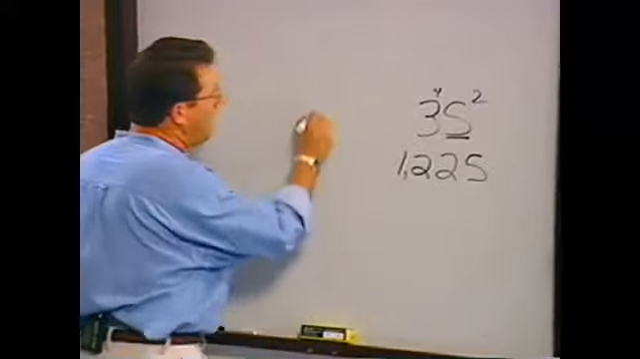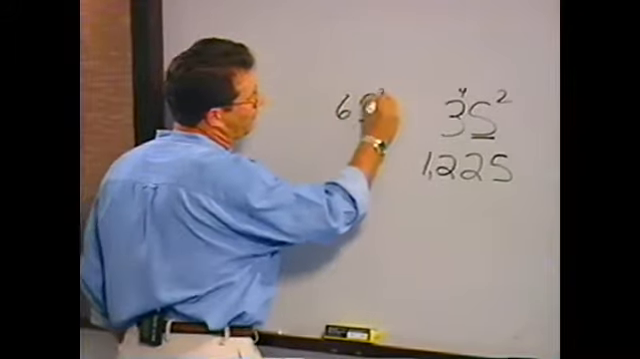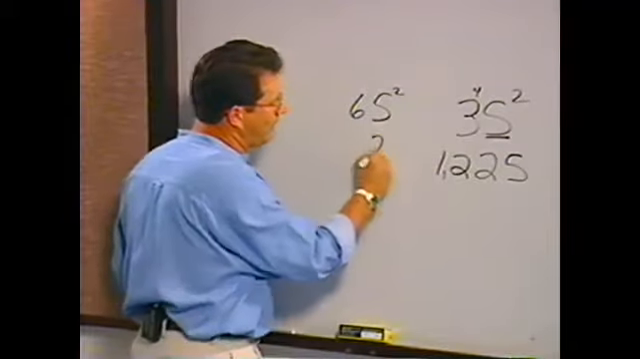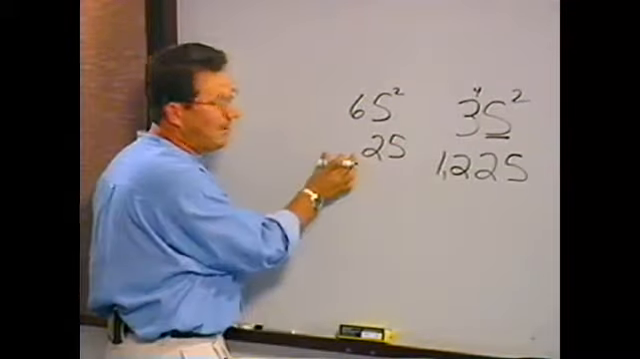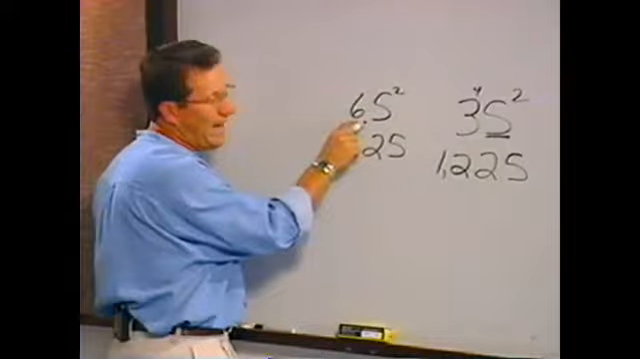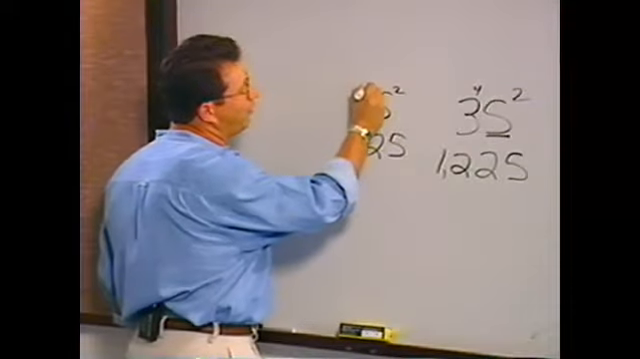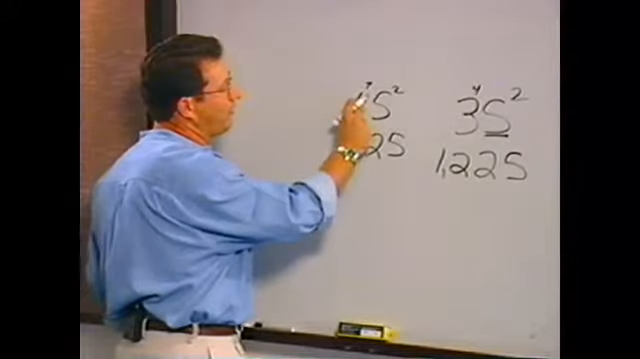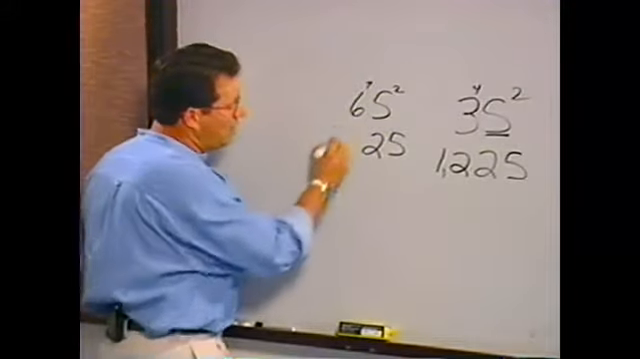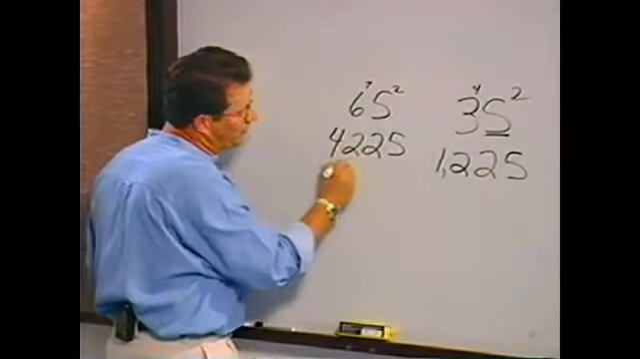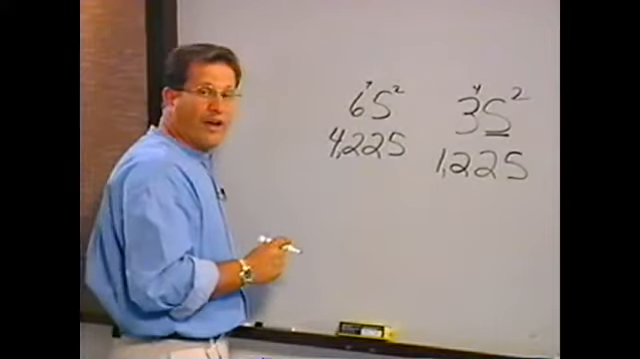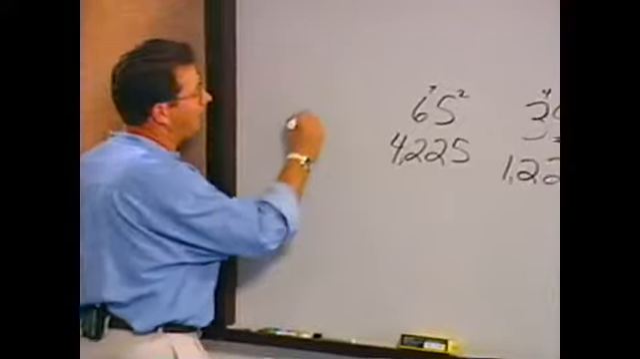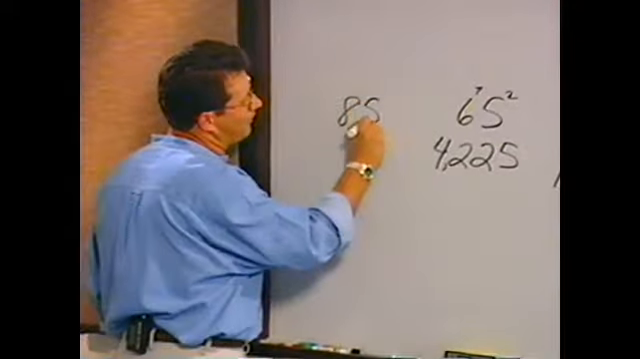Let's try another one. How about 65 squared? Ends in 5, so what's the answer going to end in? 25. Now, how do we get that first part of the answer? Just add 1 to this first number. What's 1 more than 6? Should get 7. Now multiply them together. What's 6 times 7? 42. So the answer is 4225, or 4,225. Now try this one on your own first, and then we'll do it together. How about 85 squared?